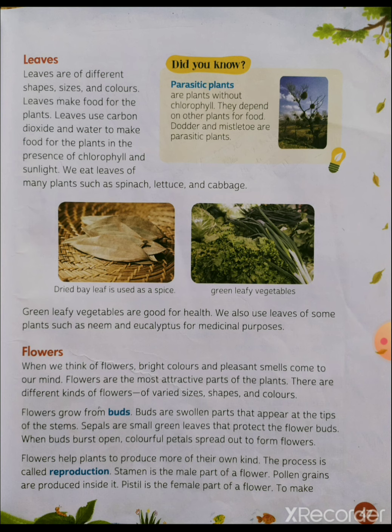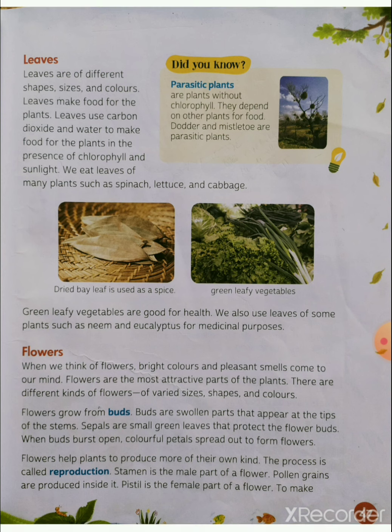The dodder plant and the mistletoe plant do not have chlorophyll and therefore they cannot perform the process of photosynthesis, and so they have to depend for their food on other green plants. Therefore, dodder and mistletoe are called parasitic plants.